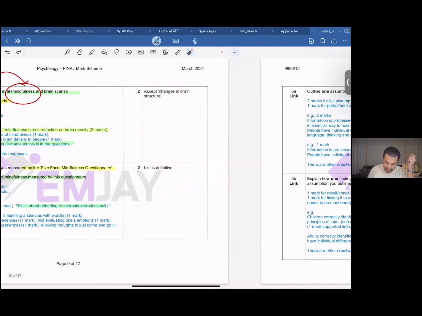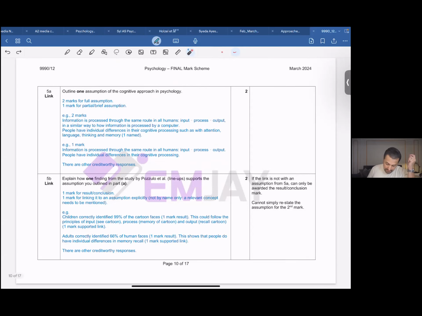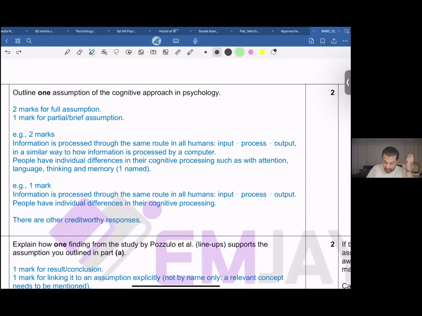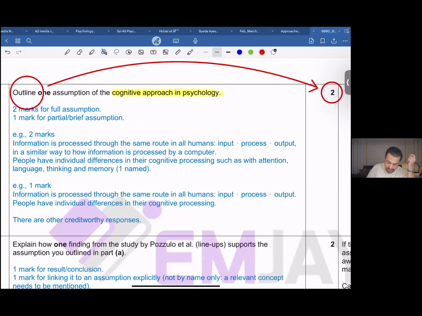Taking it ahead, question number 5, that says outline one assumption of cognitive approach in psychology. So you know your assumptions. You should know your assumptions well. A full assumption over here, an example of, we're talking about cognitive psychology. This happens to be a 2-mark question. I'm trying to be a little fast for that because I know your time counts a lot here. Information is processed through the same route in all humans. That is an input, process, and output system.